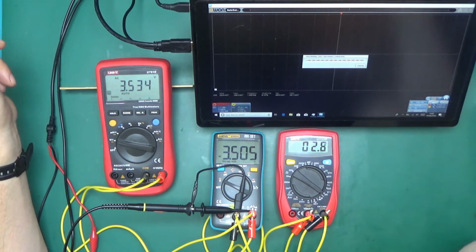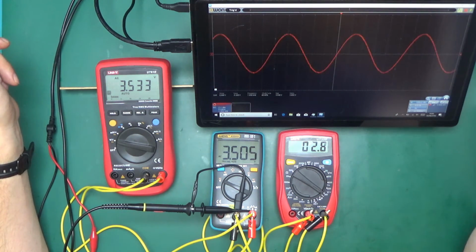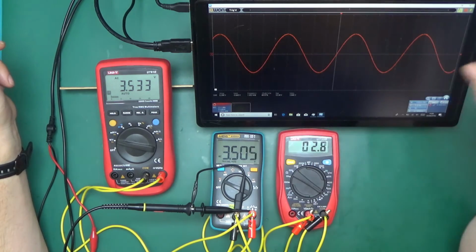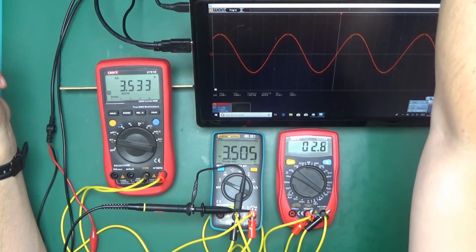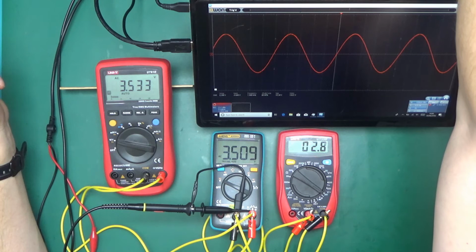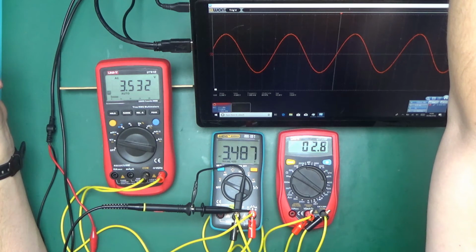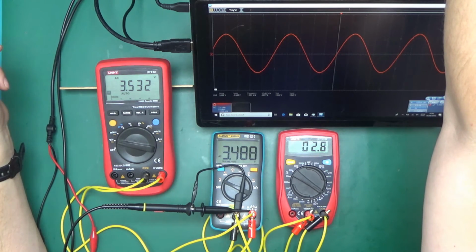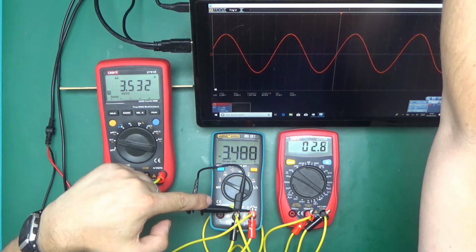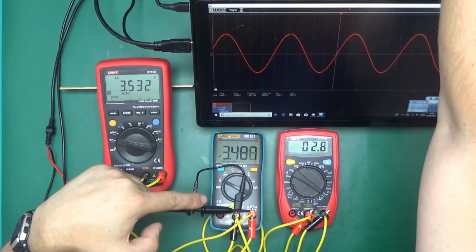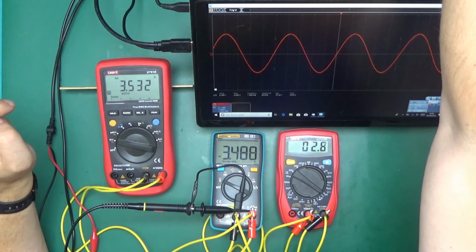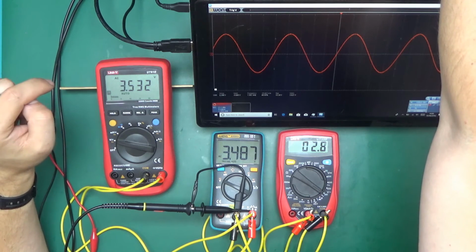I'm going to auto calibrate that. That's at 10 volts peak to peak, and it's changed over to 2 volts per division and adjusted the time scale a little bit. So again, we can go a little bit higher. Okay, 1.95 kilohertz, and the Aneng starts to drop out. So 3.48. The UT61 is still at 3.53.